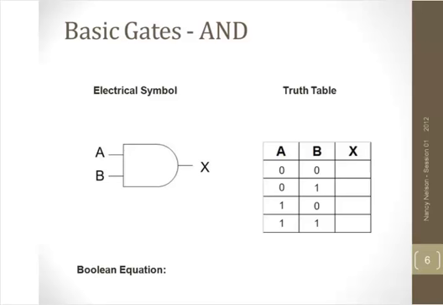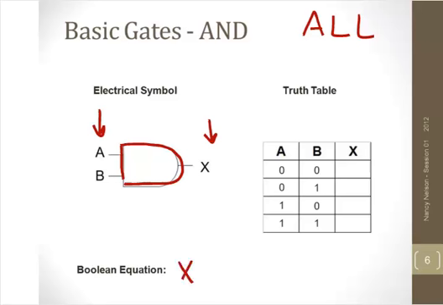The last of our basic gates is an AND gate. As its name implies, the output is only active when all of its inputs are true. The electrical symbol for an AND gate is a rounded rectangle, so we've got the nose rounded. Here we have two inputs, A and B, and one output, X.